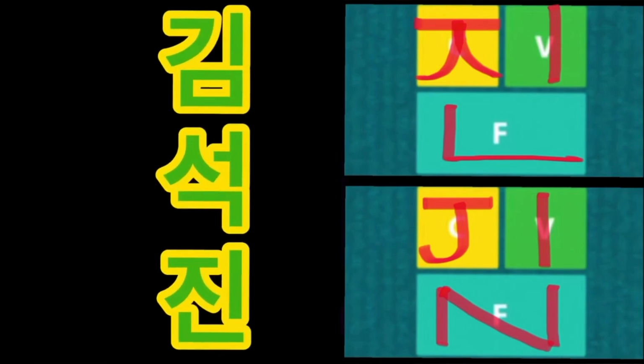Kim. Seok. Jin. There are 2 ways to write a J in Korean. This is the second way.